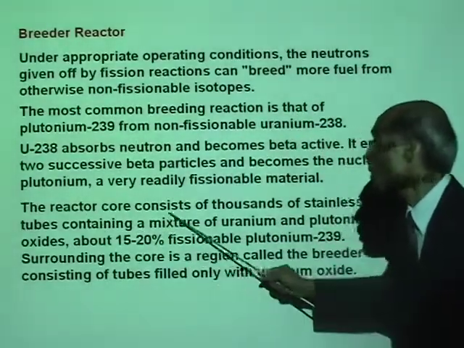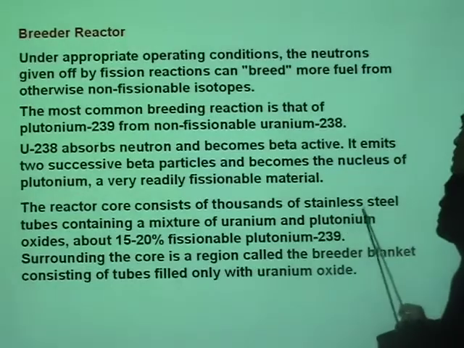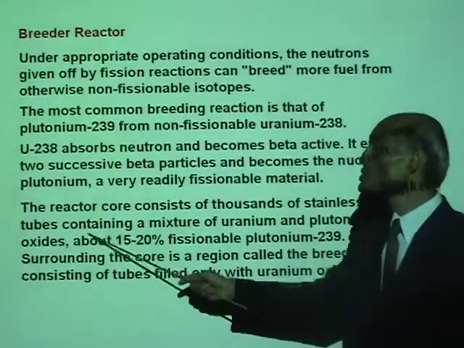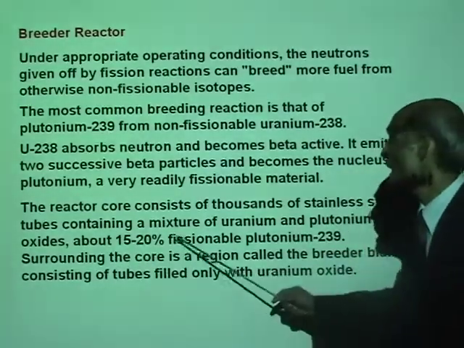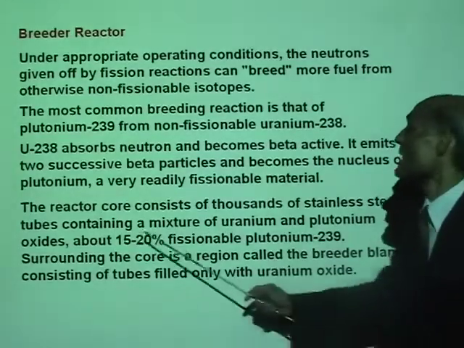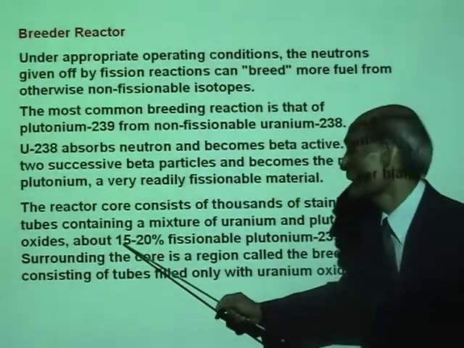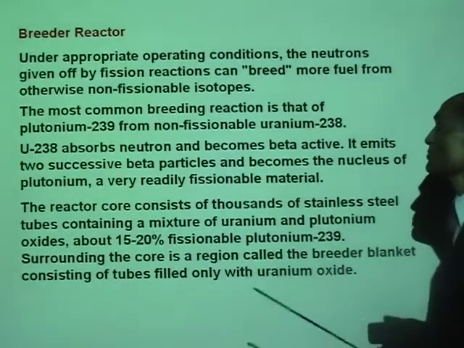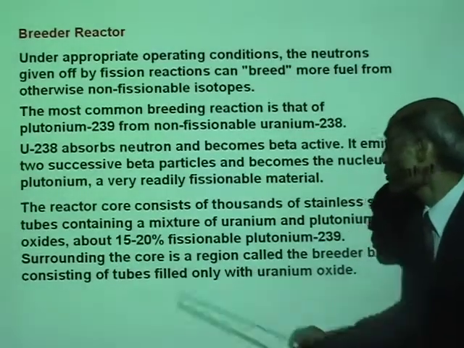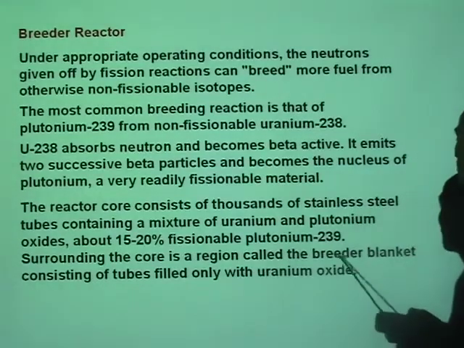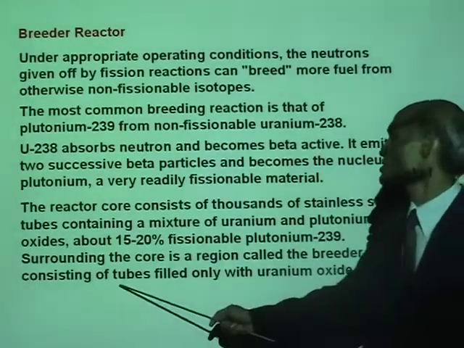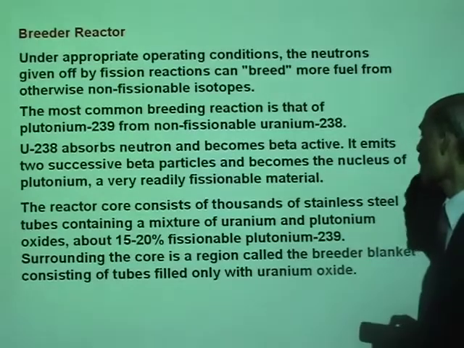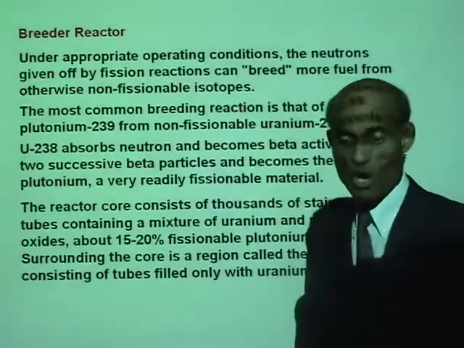The reactor core consists of thousands of stainless steel tubes containing a mixture of uranium and plutonium, about 20 to 25% fissionable plutonium-239. Surrounding the core is a region called the breeder blanket, consisting of tubes filled only with uranium oxide.